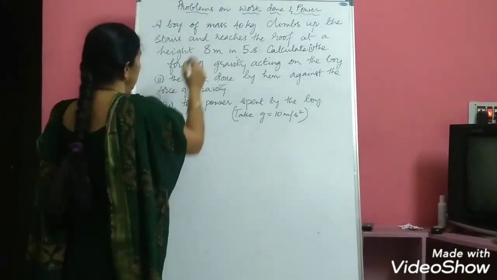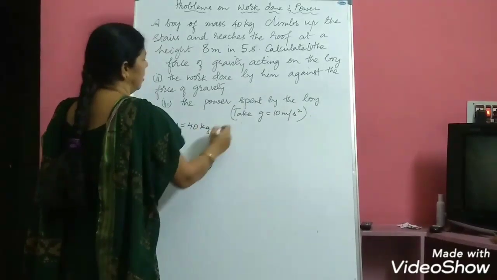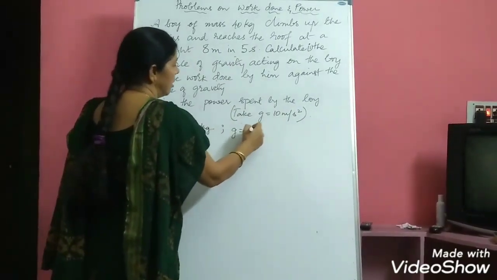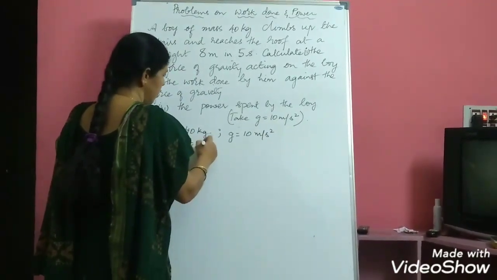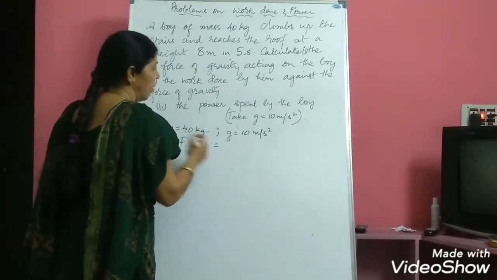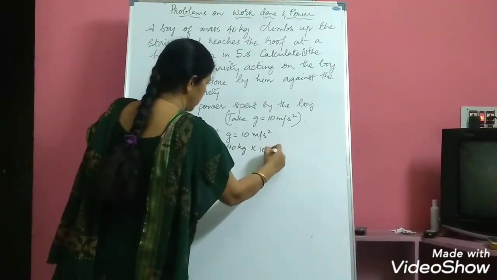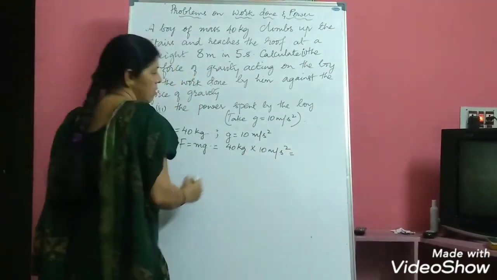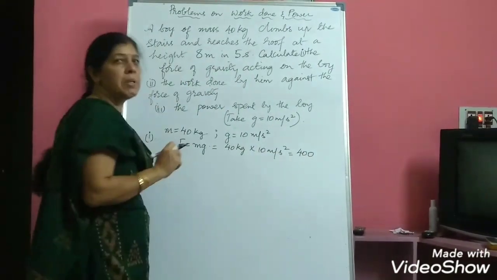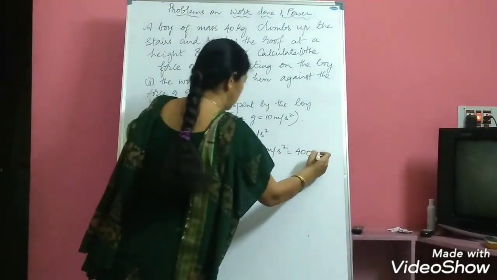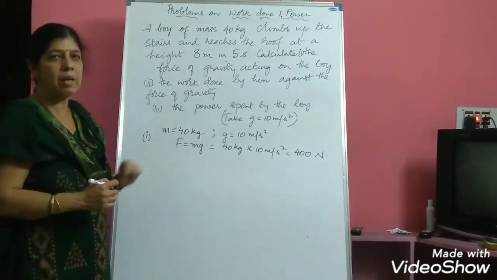What is given for us here? Mass is given, m is equal to 40 kg. g value is 10 meter per second square. So formula is F is equal to mg, that is equal to 40 kg multiplied by 10 meter per second square. This will be equal to 400 kg meter per second square. Kg meter per second square is nothing but Newton. This is the force of gravity acting on the boy.